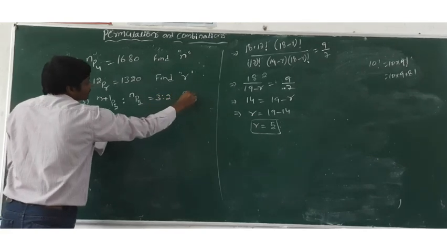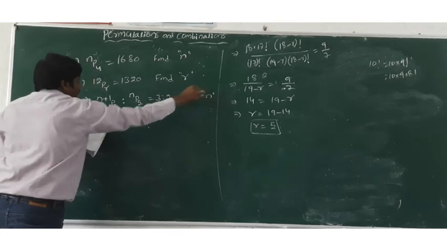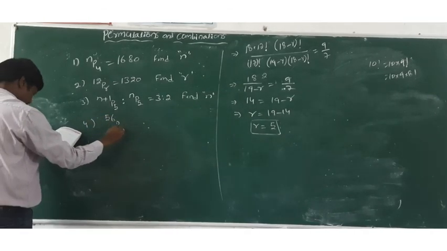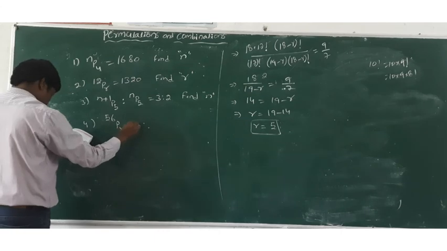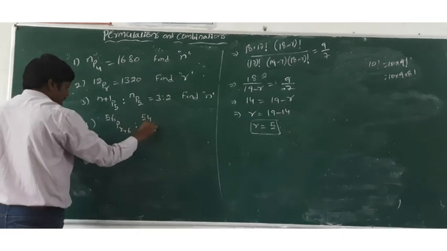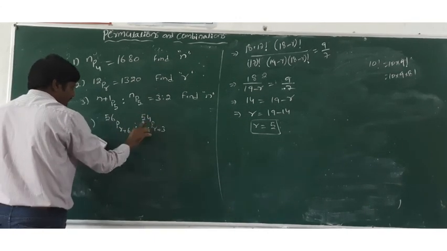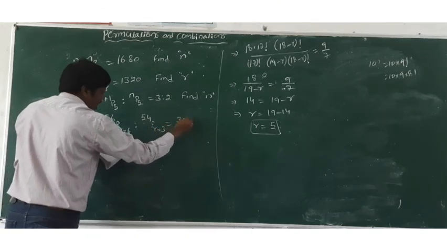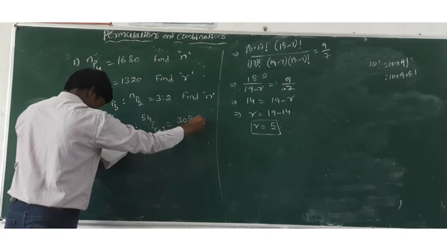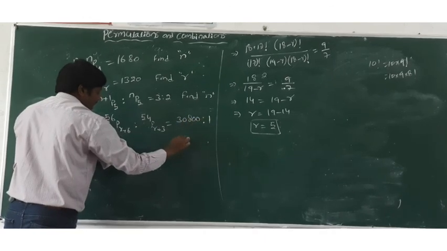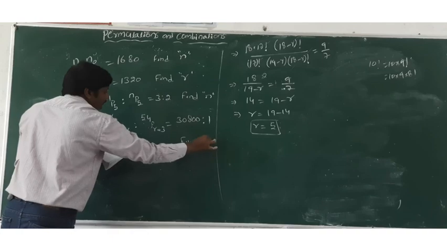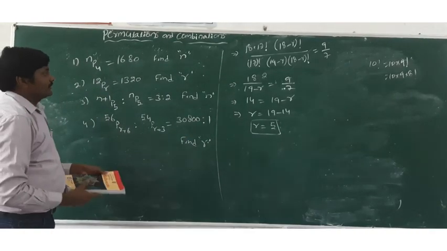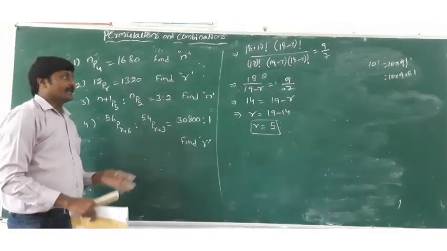Then find n. The fourth one is 56P(r plus 6) is to 54P(r plus 3) is equal to 3800 is to 1. Then find the r value. These are example problems, same as this problem, and try them yourself.